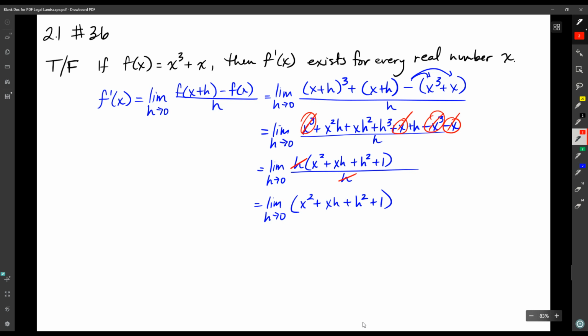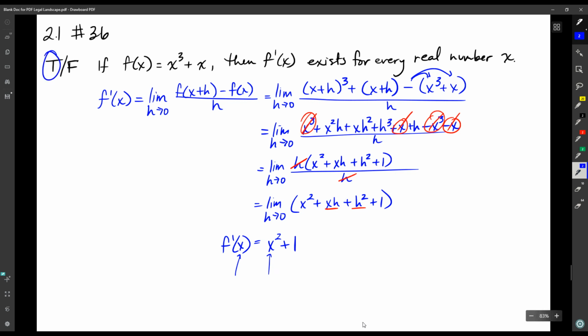And we probably notice that as h approaches 0, the second and third terms will both become 0, and that means we have x squared plus 1 left over, and that means f prime of x, the derivative of f, is x squared plus 1. So the question is, is this existing for every real number x? And it does, because we can plug in any real number we want to that function, and all we have to do is square it and add 1, and we get the derivative.